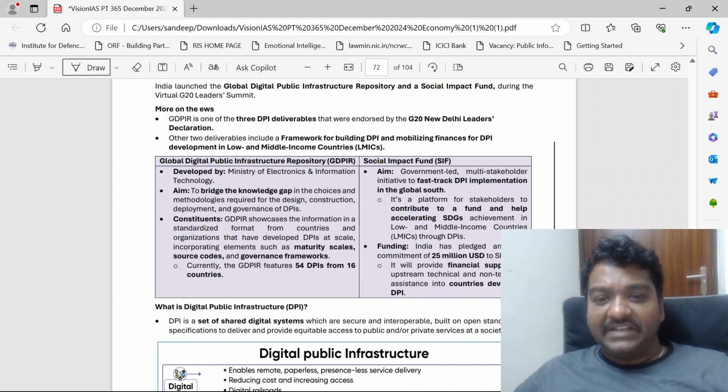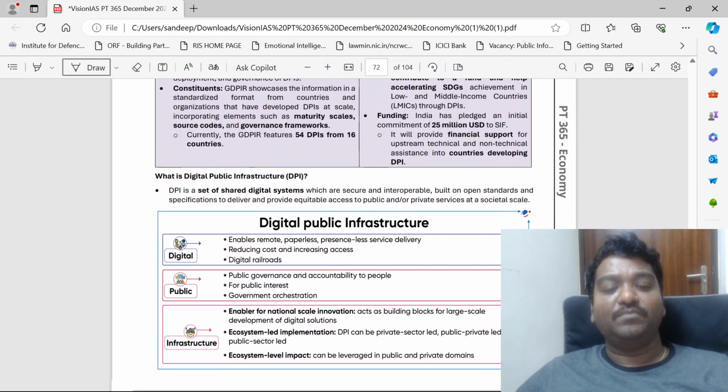Government led multi stakeholder initiative to fast track DPI implementation, okay, in the global south. It's a platform for stakeholders to contribute to a fund and help accelerating SDGs achievement in low and middle income countries through DPIs. India has pledged an initial commitment of 25 million USD to SIF. It's mostly for whom? Global south.